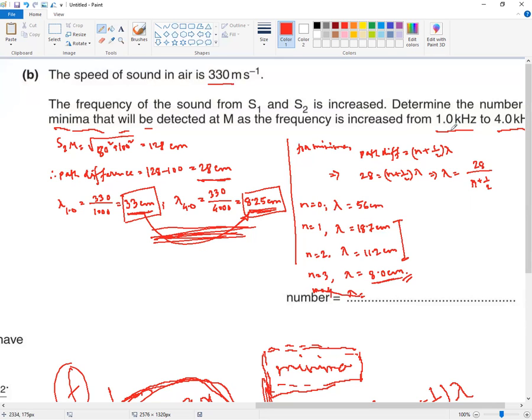So as we change the frequency of the sources from 1 kilohertz to 4 kilohertz, we're going to hear perfect silence or minimum sound. Because of attenuation, we cannot hear perfect silence. We're going to hear minimas for 2 wavelengths only and not anymore. The answer to this question is 2.